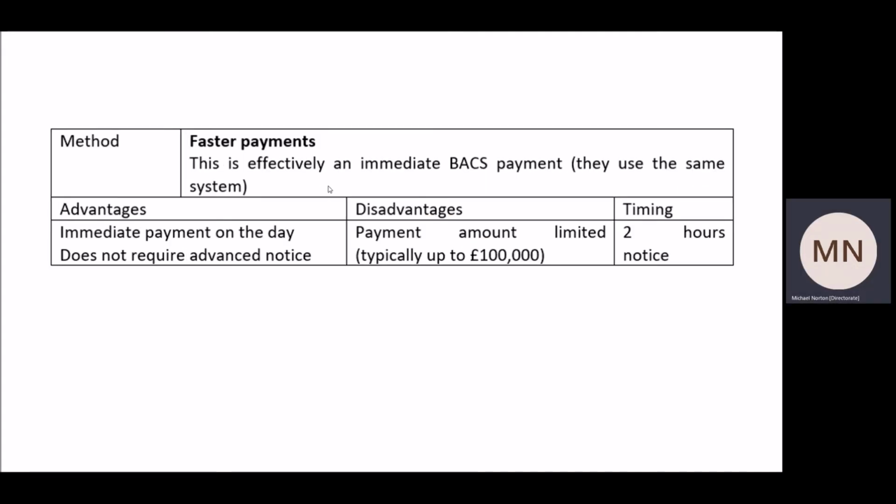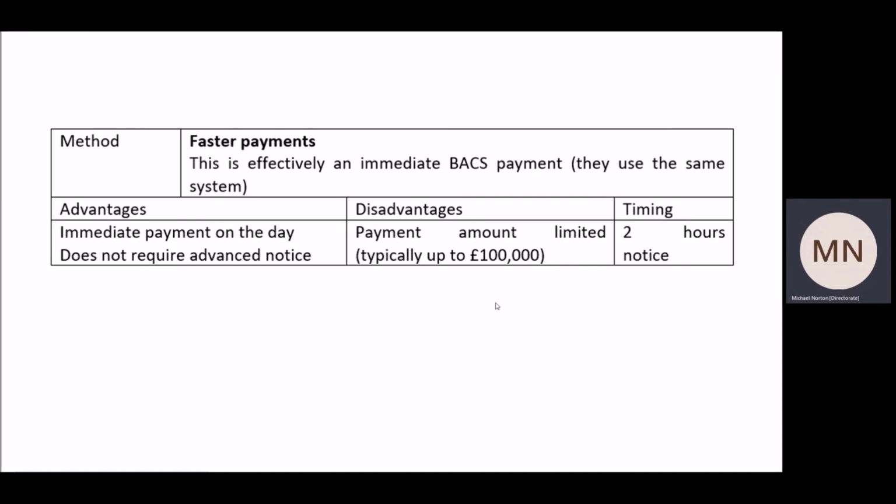Faster payments though can be done with up to 2 hours notice, so it's faster. So it's immediate payment on the day. No requirement of advance notice like CHAPS. Big disadvantage though, typically restricted. It's up to £25,000, but could be up to £100,000, but probably more like 25,000. So up to £100,000 used to be the sort of limit, but you see it creeping down, and it's now around about 25,000 quid.